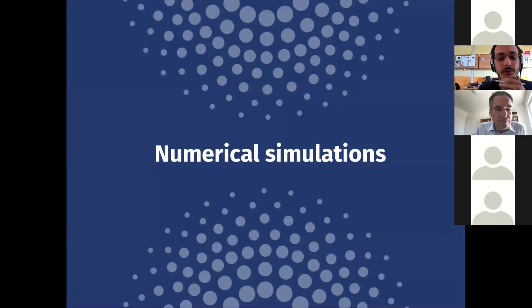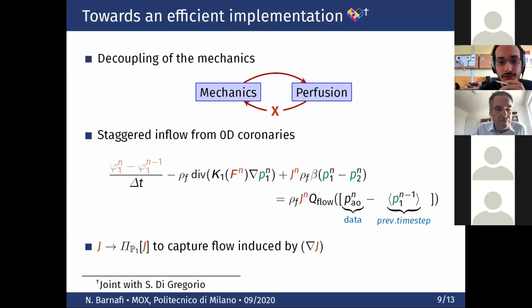With this, we can perform some numerical simulations. We still make further assumptions to speed up the framework. For example, we consider the coupling of the mechanics and the perfusion. Mechanics, of course, guides perfusion. The deformation is important for the blood flow, but we neglect the feedback of blood on the mechanics. To simplify numerical schemes with respect to the 0D flow from the coronaries, we consider a staggered scheme, which you can see, for example, in this case.